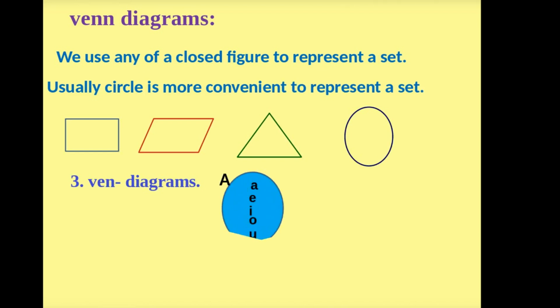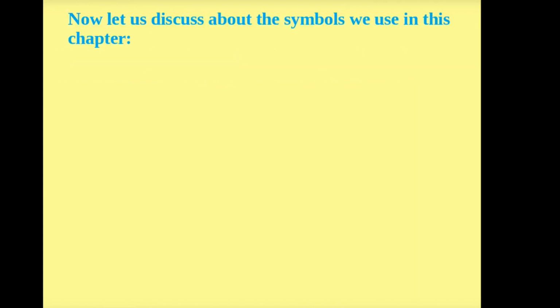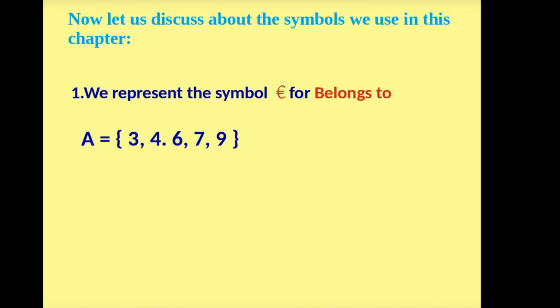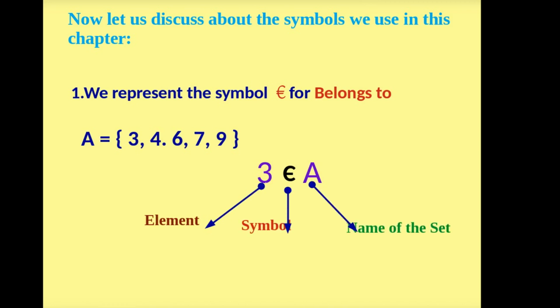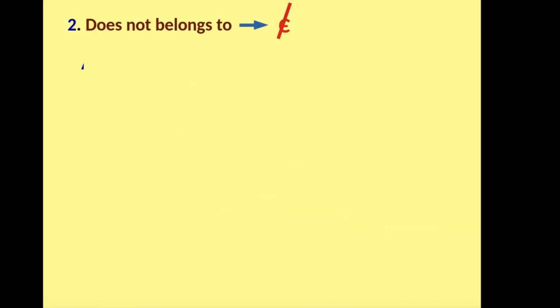Now let us discuss the symbols we use in this chapter. We represent the symbol belongs to, for A = {3, 4, 6, 7, 8}. 3 belongs to A. 3 is the element, belongs to is the symbol, A is the name of the set. See that does not belong to symbol on the screen. Carefully, A = {3, 4, 6, 7, 8}. And if 5 and A is given, 5 is not in the group of A, therefore 5 does not belong to A.